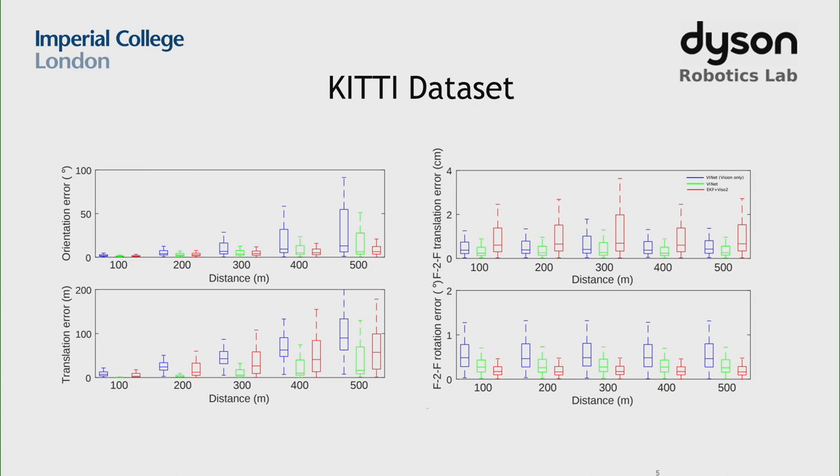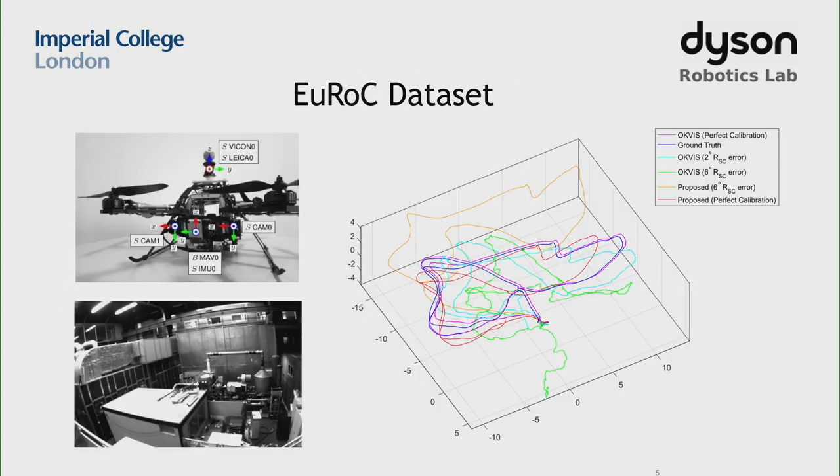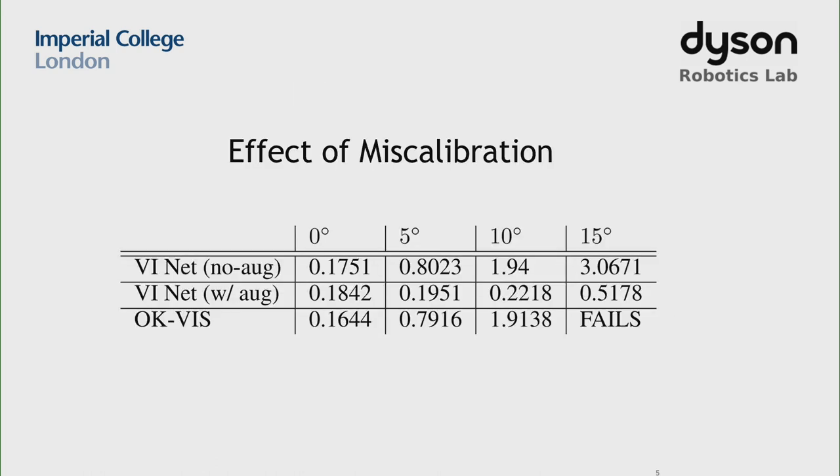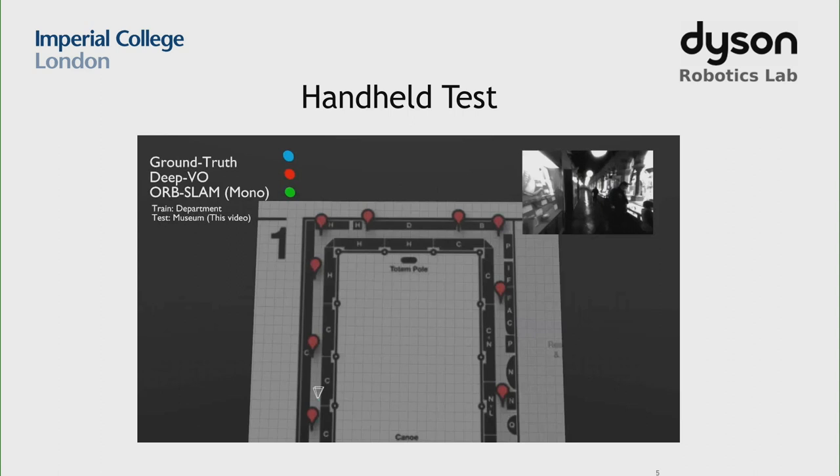And then these are just some of the accuracy results. So you can see that again, it's blue for vision only, green for visual inertial, and then red for ground truth. So you can see that the network can actually fuse the information from both of these sensors and use it to improve the estimates. And then, these are just some tests on quadrotor platforms. And then some calibration errors.